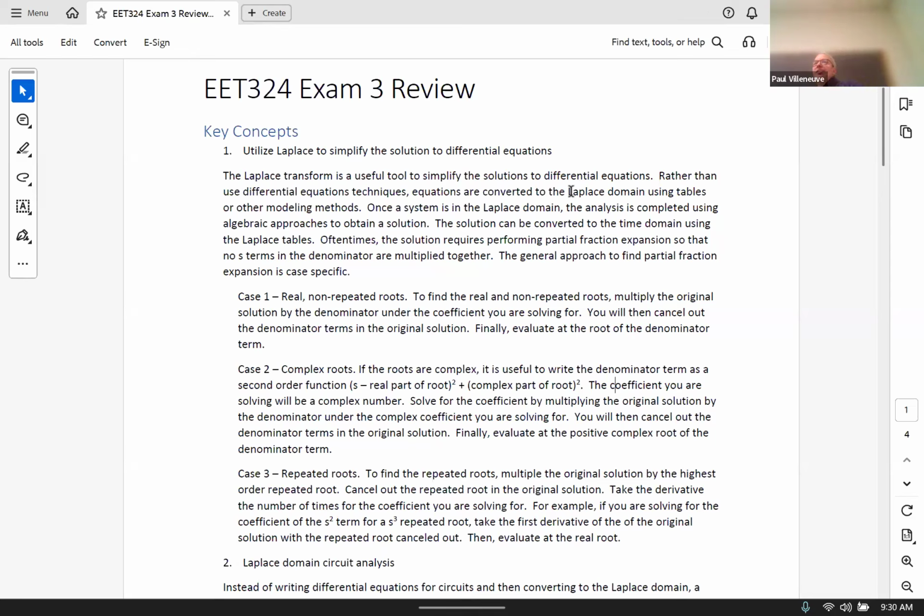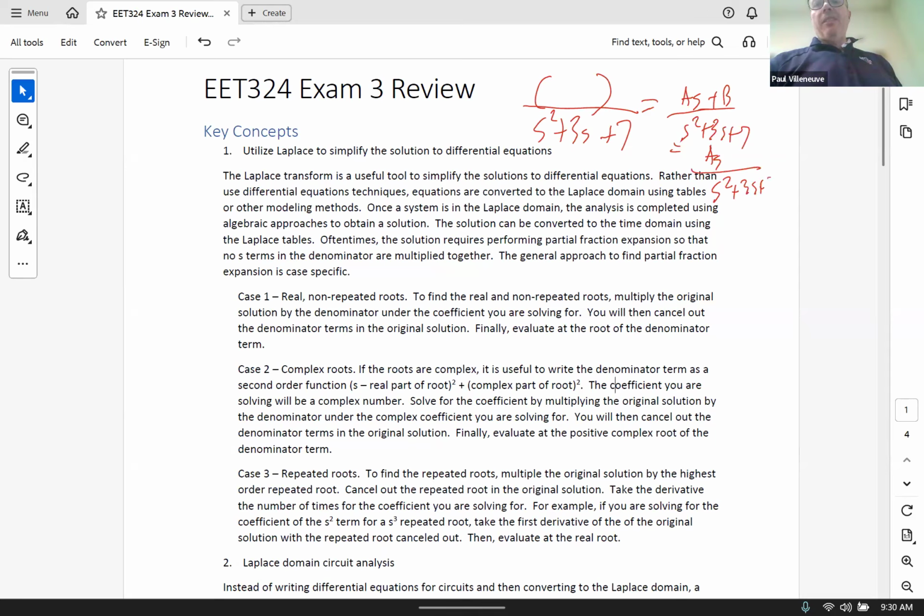I had a student that stopped by yesterday that talked about using the As plus B approach. Like if you have complex roots, and you can't factor them out, let's say that's complex. And then you have over here As plus B over that. And then you can break that up into As over s squared plus 3s plus 7, plus B over s squared plus 3s plus 7. This works perfectly fine. But again, it's a modification to the approach that we use.